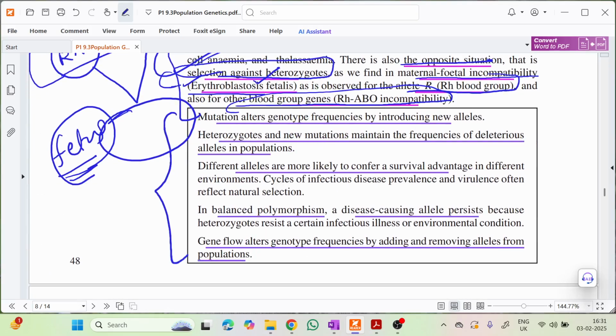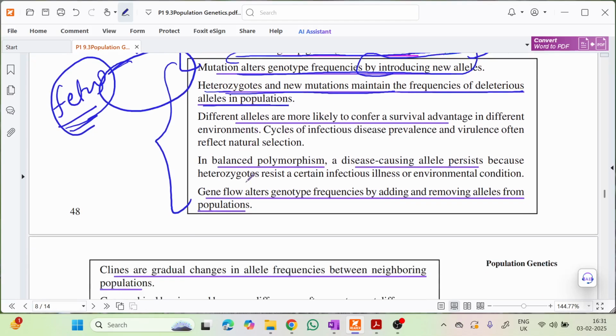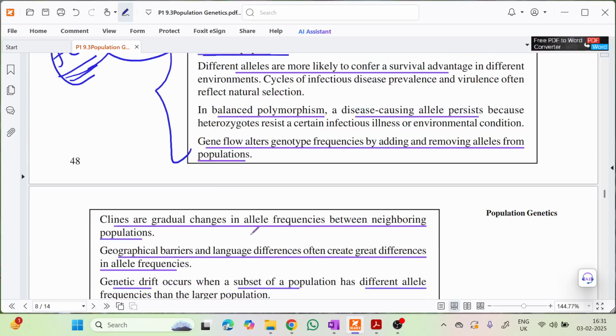So now the box mutation, they alter genotype frequency by introducing new alleles. Heterozygotes and new mutations maintain the frequency of deleterious alleles in the population. I have explained all of this already; this is just a revision.